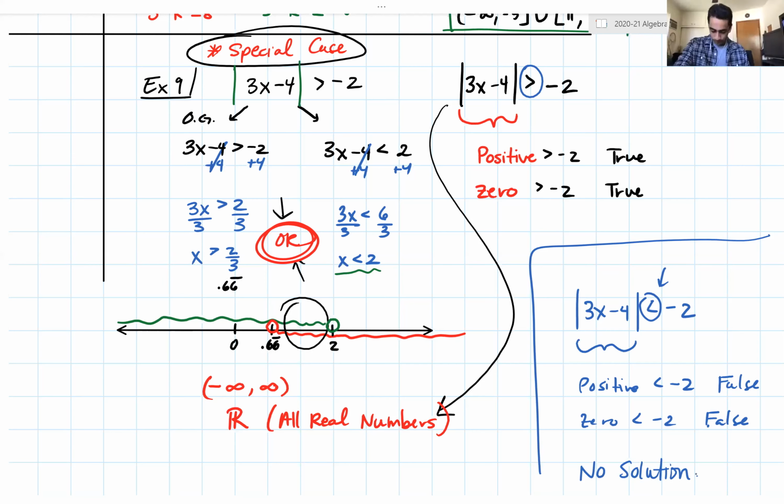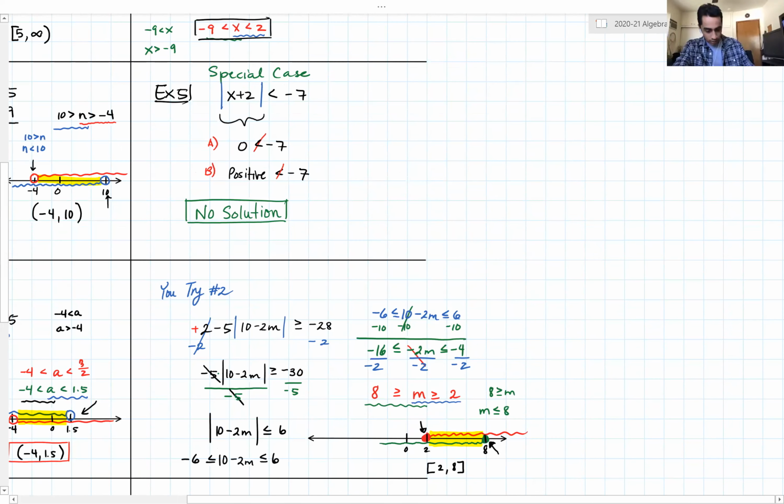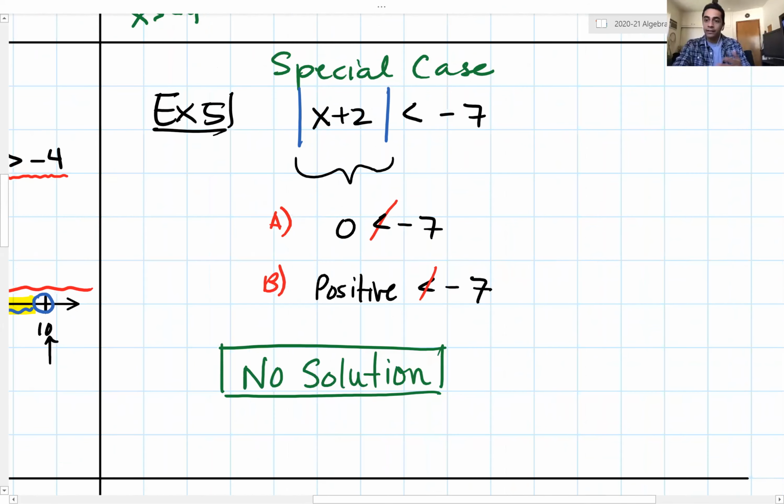Okay. And we have an example of that up above, right? There is a special case, and I think it was example number 5. So you see the difference there. With number 5, it was absolute value, but less than a negative, right? And so there we solved it.